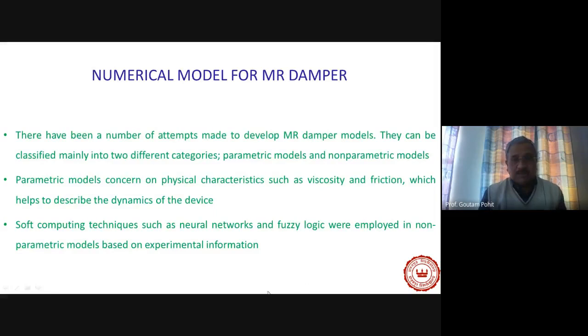Now, this is another aspect nowadays coming. Here you are doing some of the mathematical modeling, but actually based on the input and output data, you are using a neural network or fuzzy logic. We are using a soft computing technique to model it so that it can match with the experimental result.